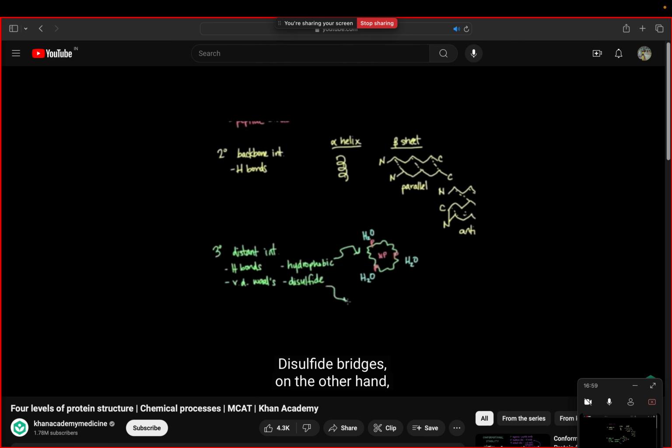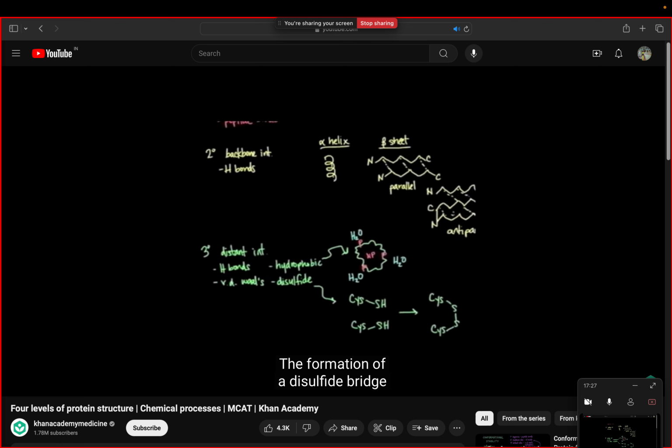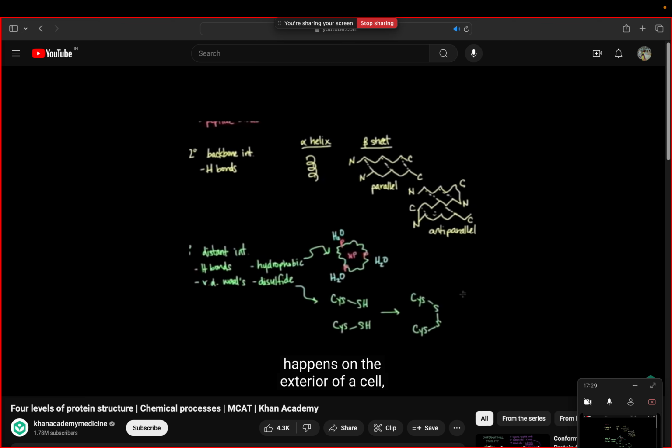Disulfide bridges, on the other hand, describe an interaction that happens only between cysteines. So cysteines are a type of amino acid that have a special thiol group as part of their side chain. And this thiol group has a sulfur atom that can become oxidized. And when this oxidation occurs, you get the formation of a covalent bond between the sulfur groups. The formation of a disulfide bridge happens on the exterior of a cell.